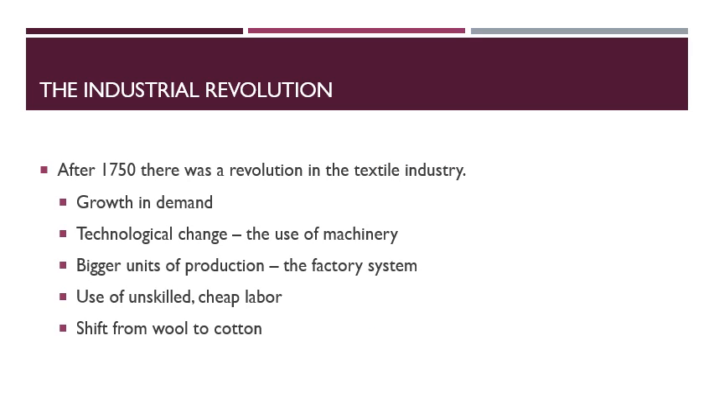As we saw in agriculture, there was a revolution in the textile industry that was spurred on by growing demand coming from a larger population. The technological changes included the use of machinery, which allowed more to be produced, and the shift to a factory from a home environment allowed for the use of unskilled, cheap labor. And finally, there was a shift from wool to cotton.